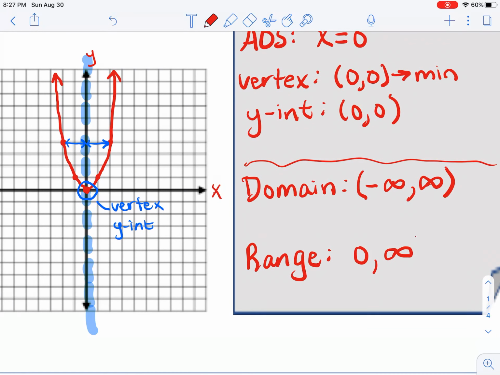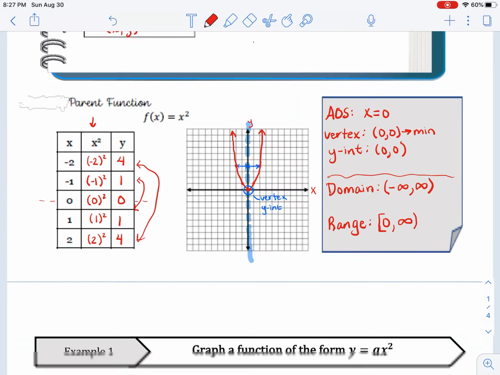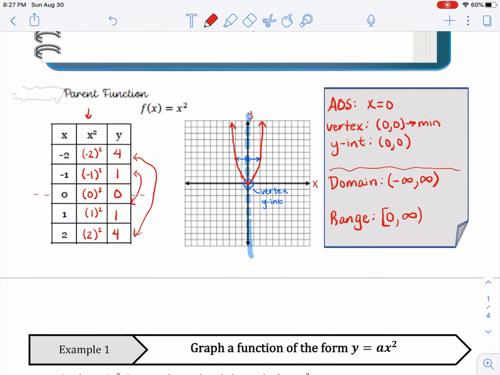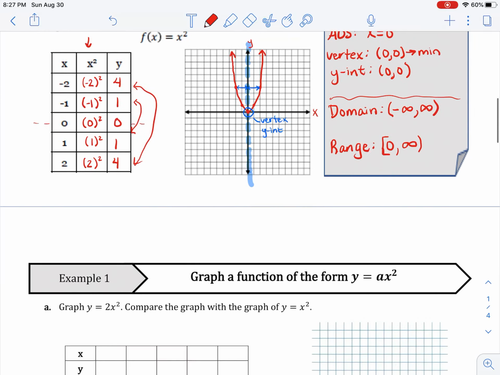A reminder about this notation, the parenthesis means it's not included because we can't actually include an abstract idea like infinity. But 0 is included in this. So for the values that are included, we use a bracket rather than a parenthesis. So our domain is -infinity to infinity, and our range is 0 to infinity.